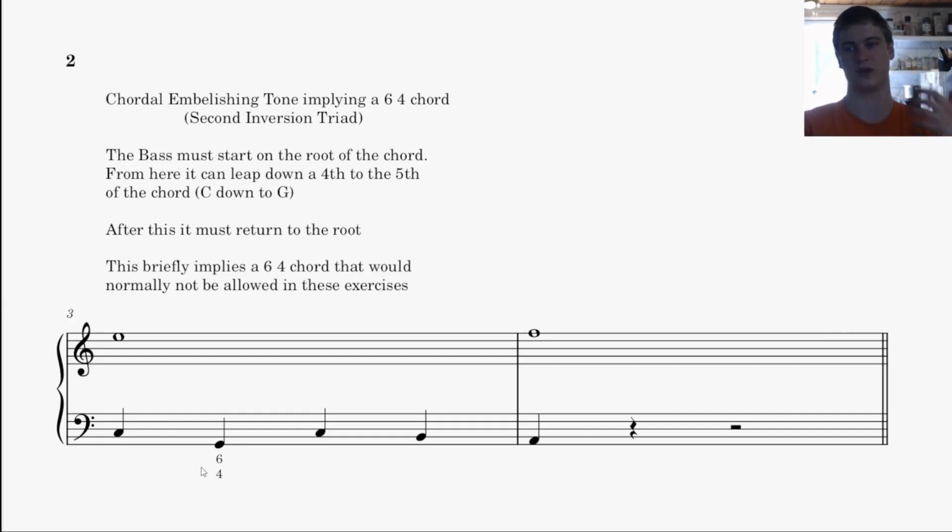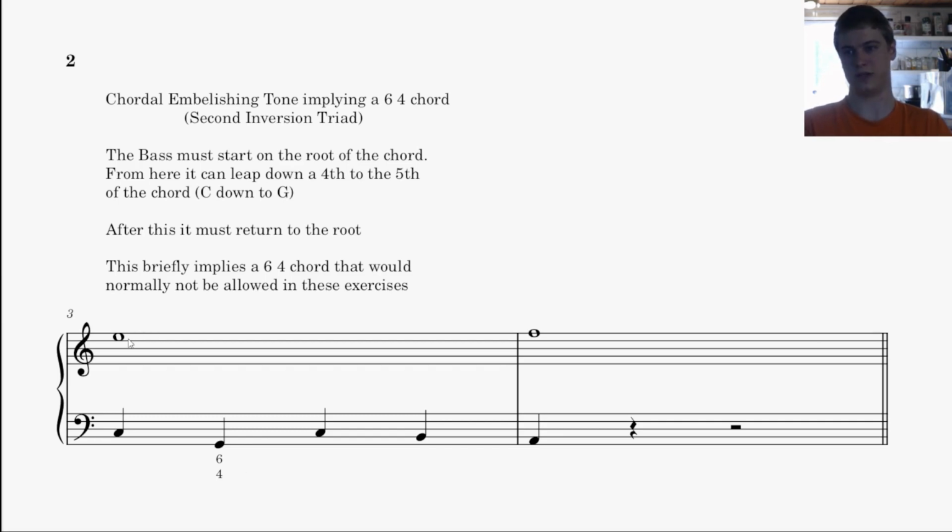So in this case, we're going to be doing a C chord in second inversion. After you leap down a fourth to the fifth of the chord, then you have to leap back a fourth up to the root of the chord where you started. This is a brief implication of a 6/4 chord that normally would not be allowed in these exercises.